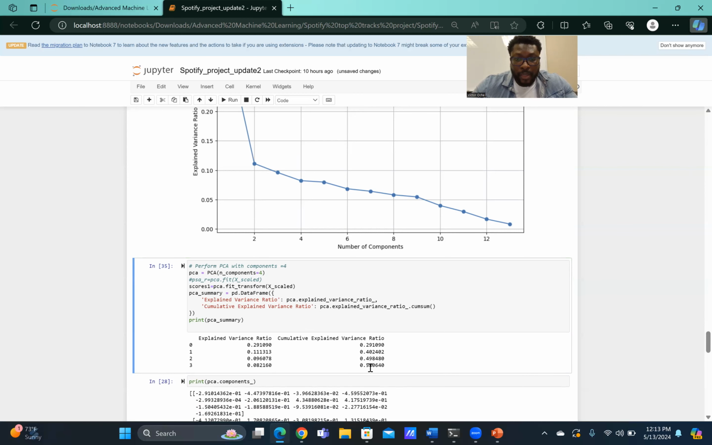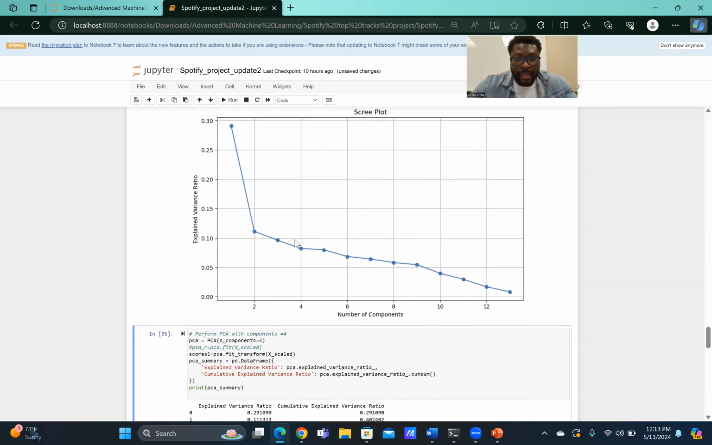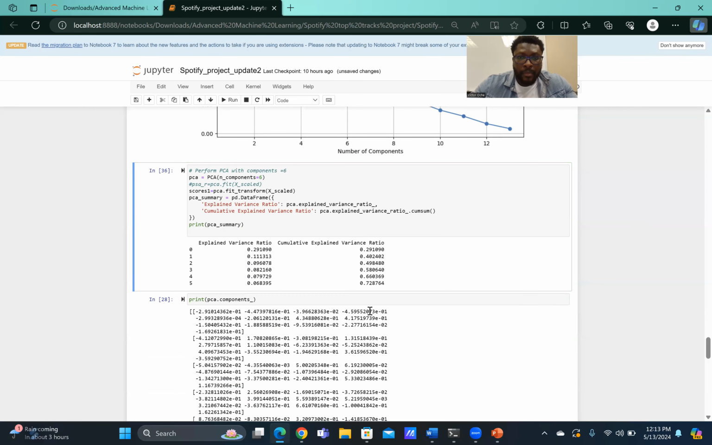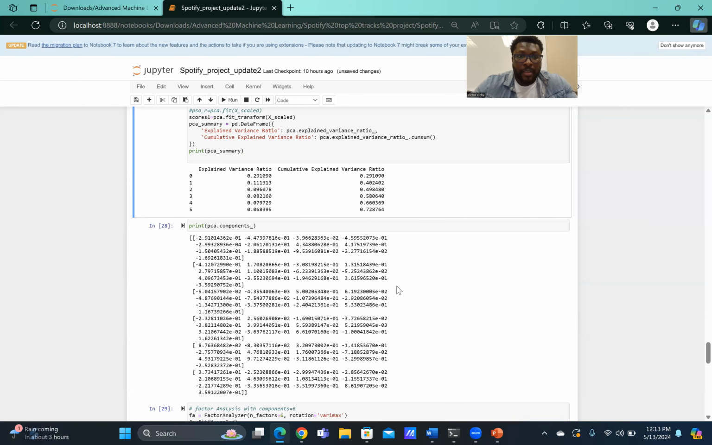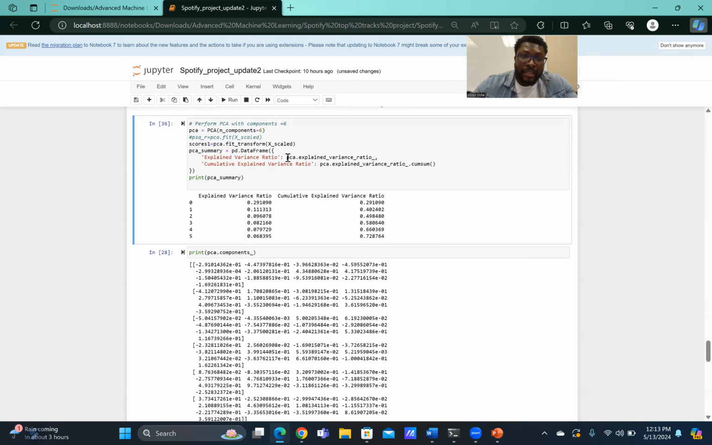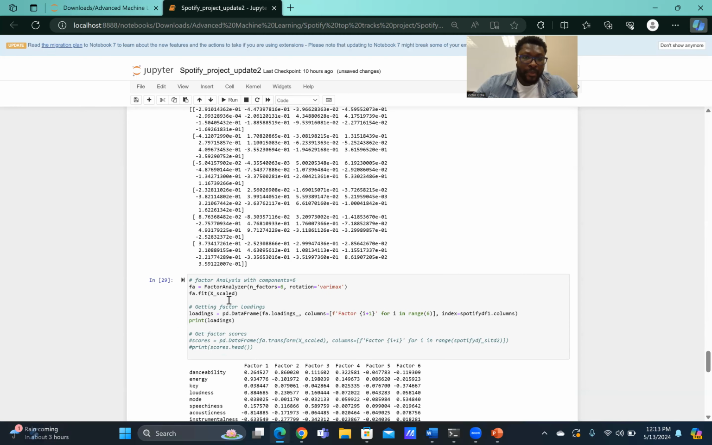See, 4 gives us 58%. Yes, but we can also go here and say this could be the elbow, because all of this goes down from here. So if we pick 6, 6 explains higher. So let's say I pick 6. 6 gives us 72%. So I print the PCA components, and then I use 6 as the number of components for the factor analysis.